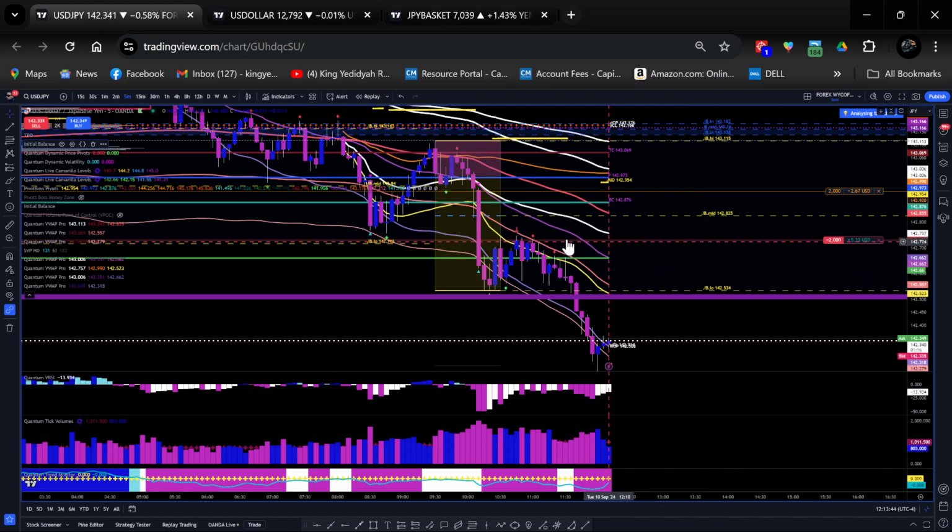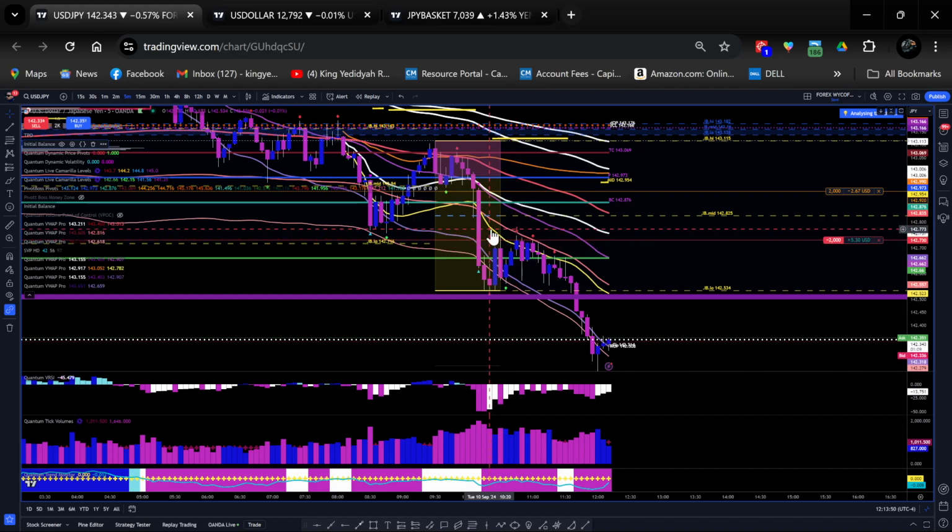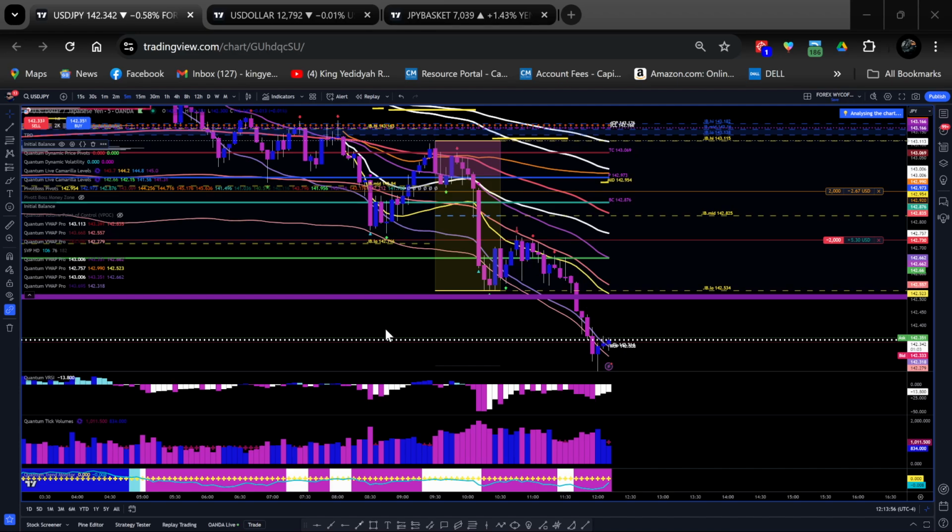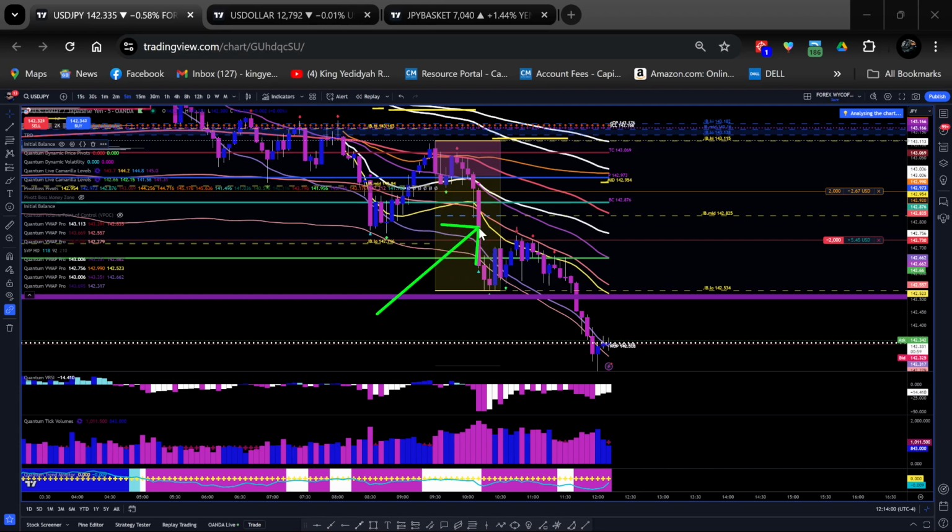And right here we have the entry. This is a breakdown and retest of this first lower deviation band, this yellow band right here. Let me just use this arrow. So that yellow band right there, that's a breakdown, retest, went short, right? Short is at 142.730 and it just broke down from there.